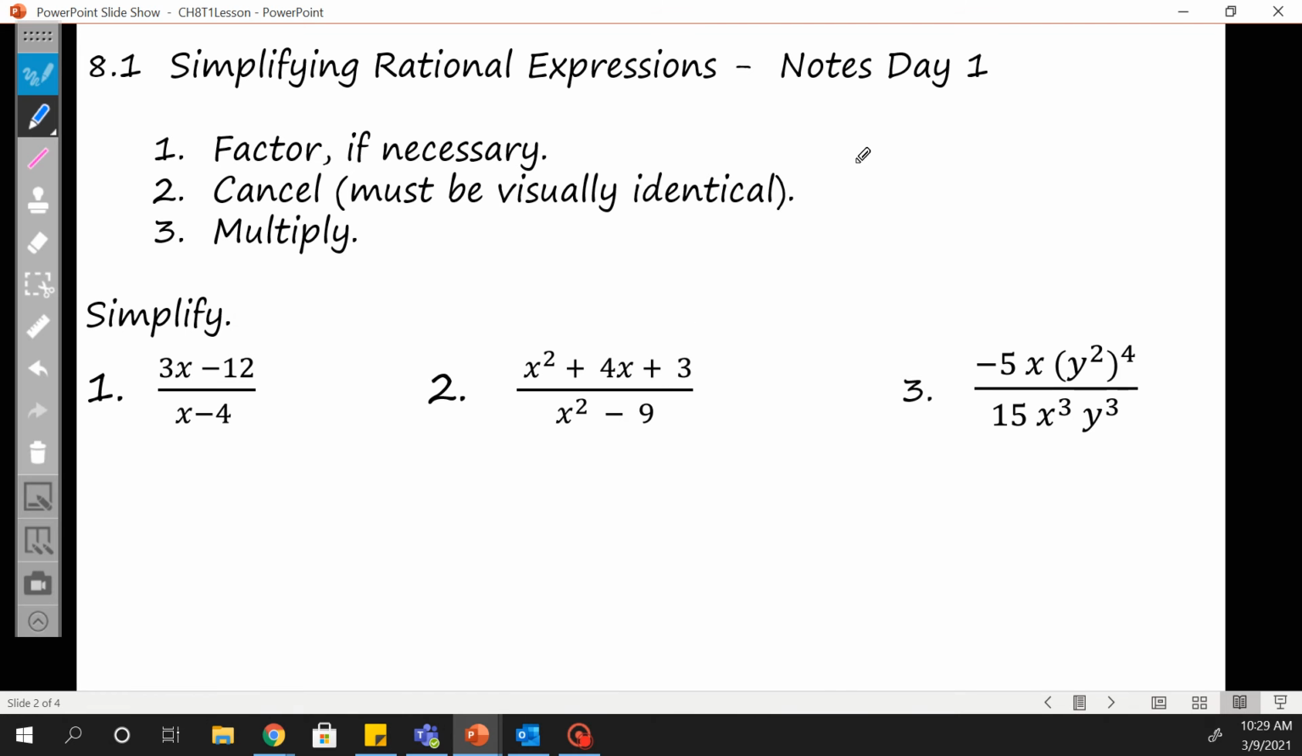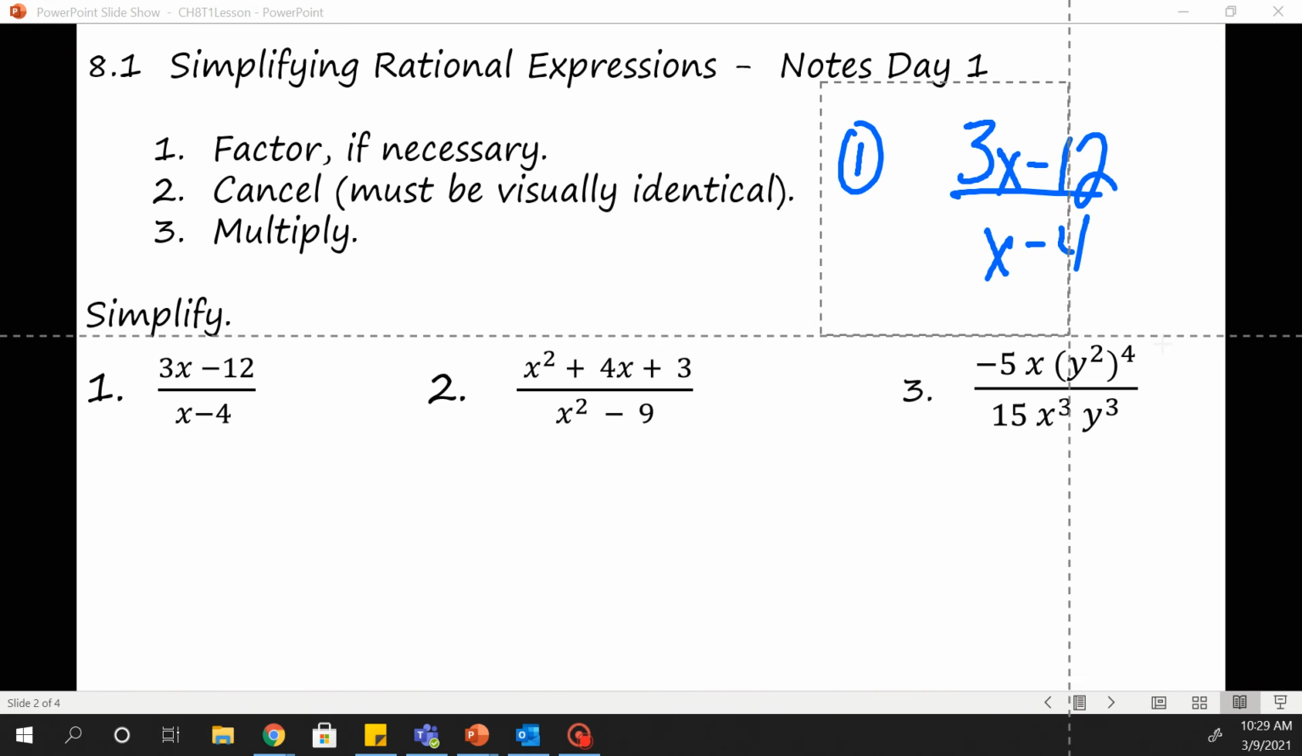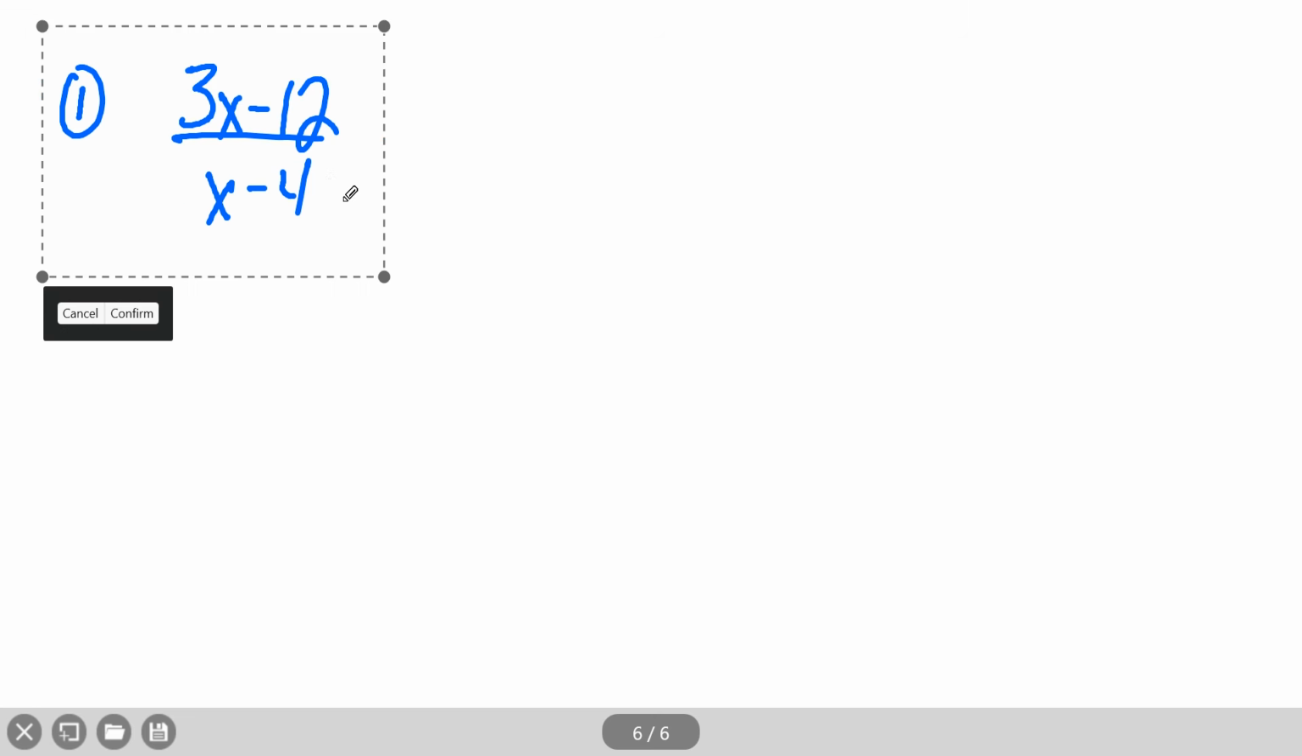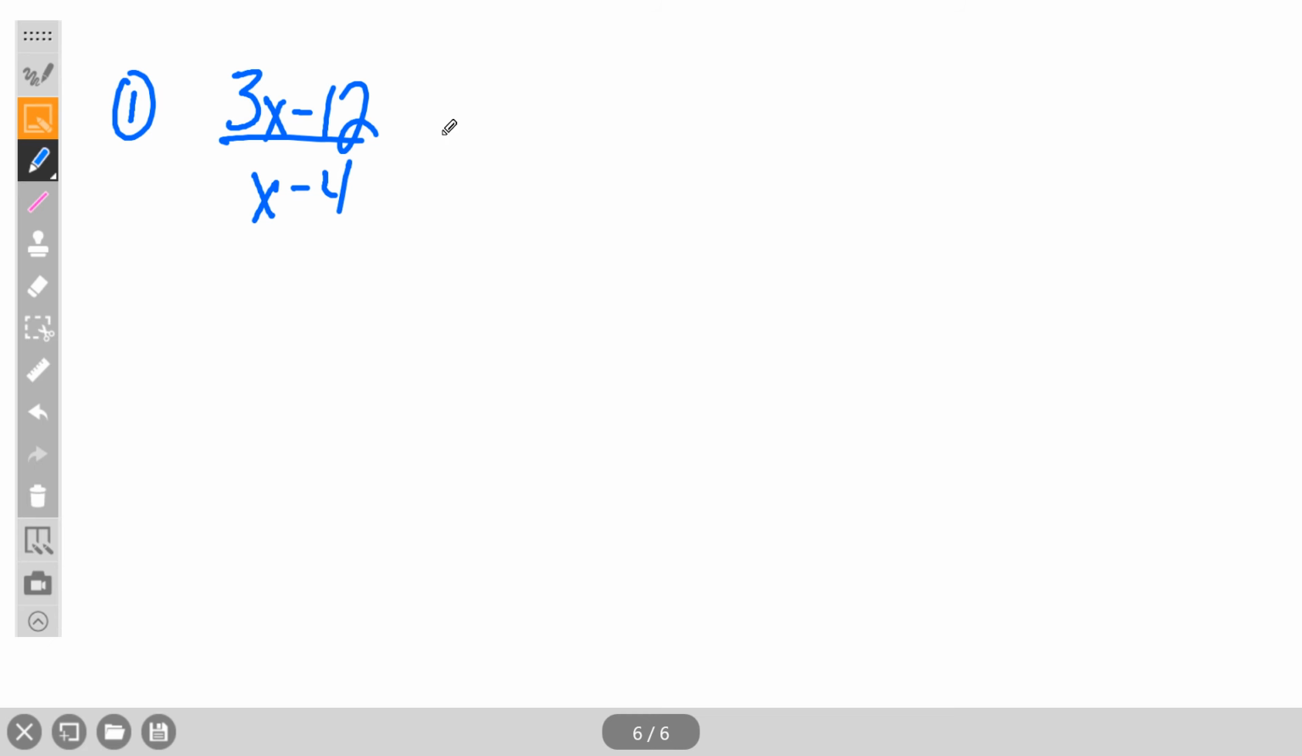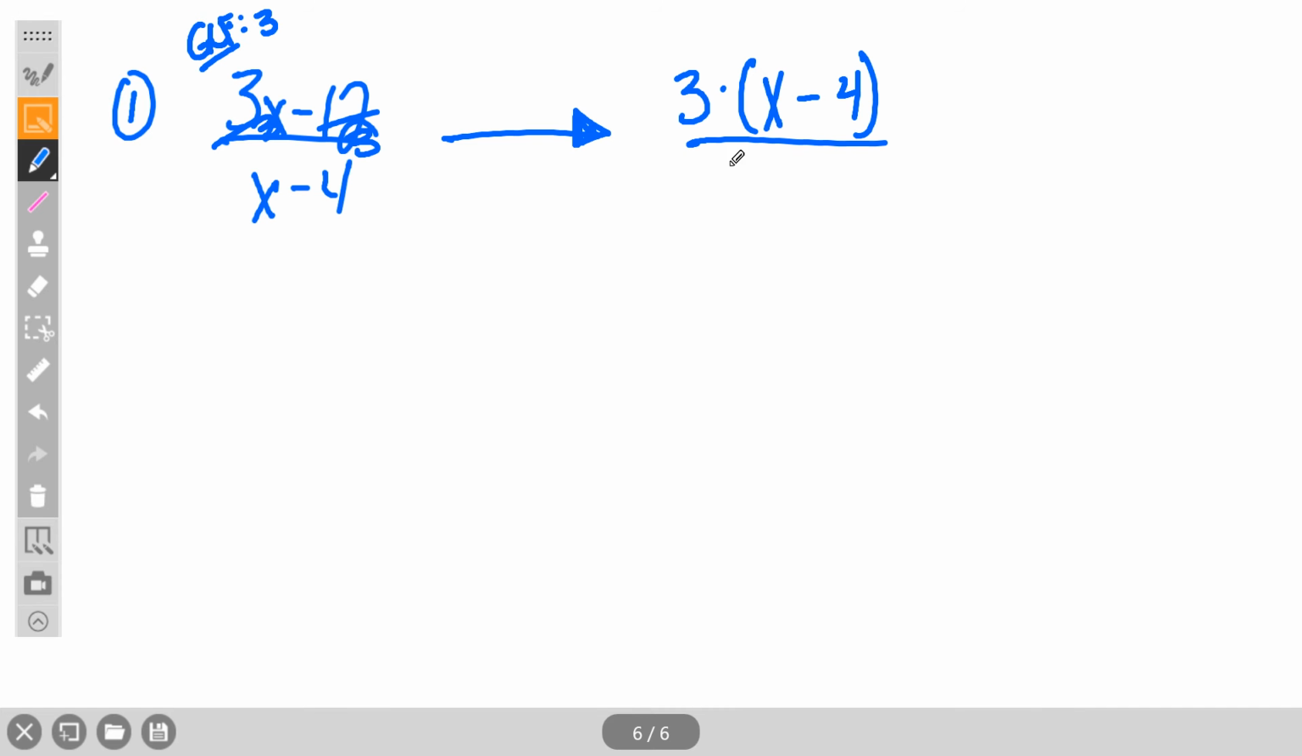So for instance, if we look at number 1, 3x minus 12 over x minus 4. We want to factor the numerator and denominator and see if they have any factors in common. So first we look at the numerator, 3x minus 12. The only way to factor that is by factoring out the GCF, which is 3. So we can factor the 3 out of that. If we divide each of those by 3, then we get x minus 4. And in the denominator, we only have x minus 4.